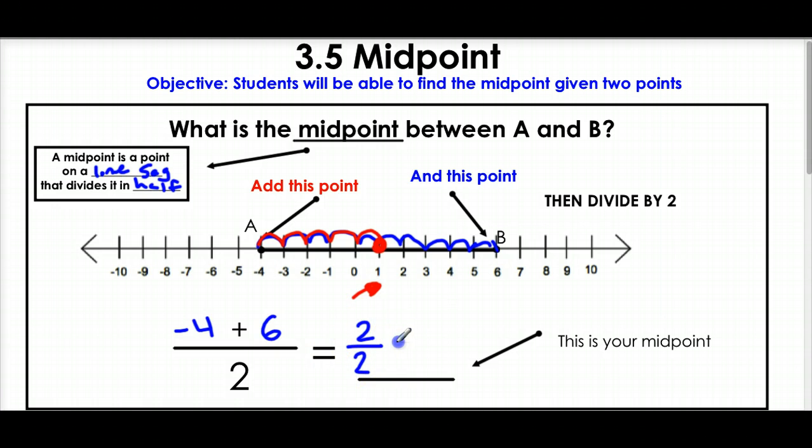And 2 divided by 2 equals 1. Oh my gosh! It's like magic. It's the same thing. Okay, so I guess this works. When you add the 2 points and divide by 2, that tells you the midpoint.